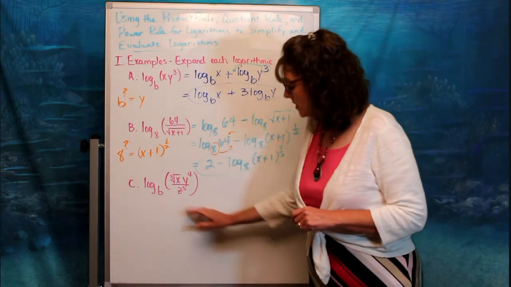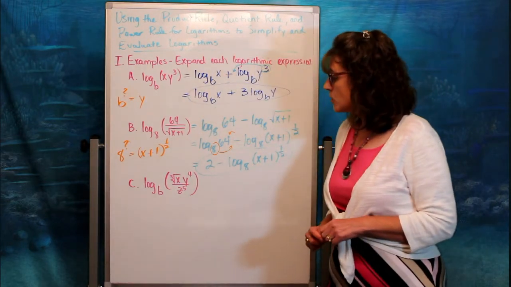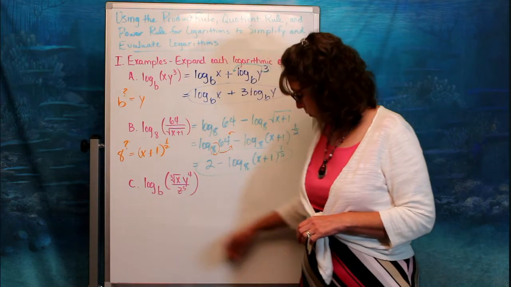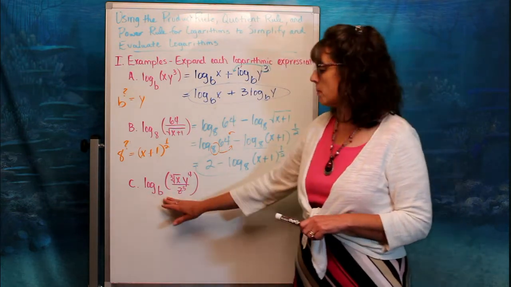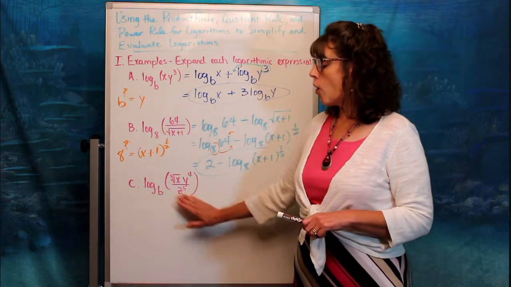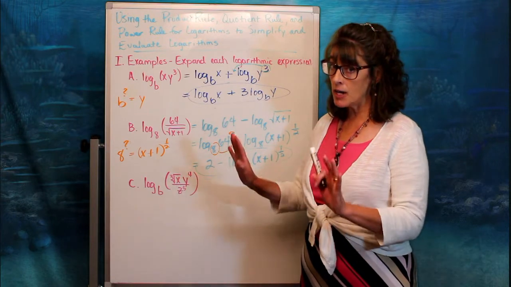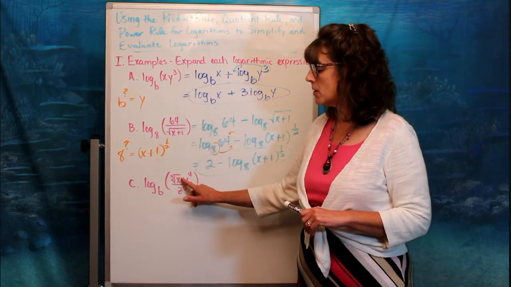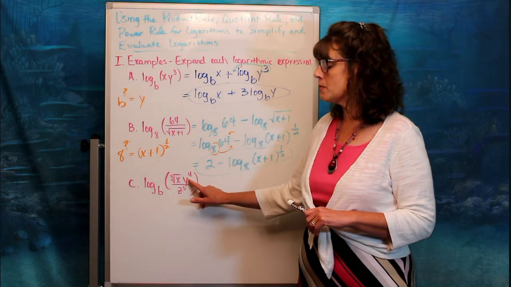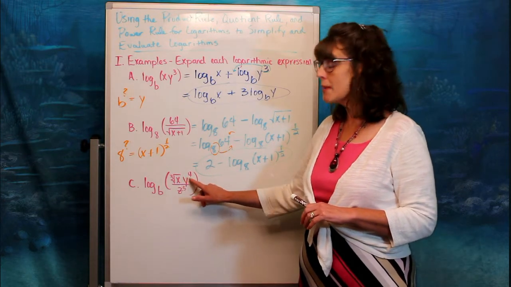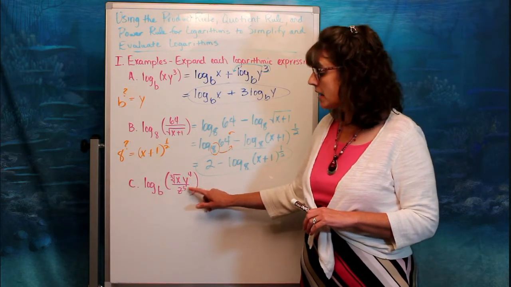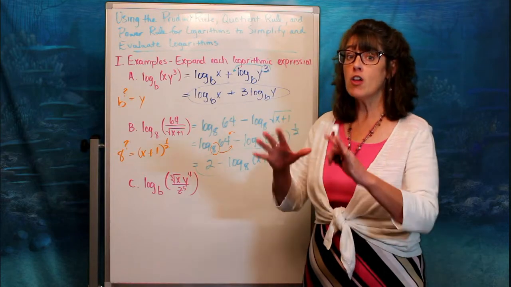Now, take a look at this last one. In this one, I have one single logarithmic base, log base b, and notice I have a lot going on in here. I have multiplication up here because it's the cube root of x times y to the fourth, divided by z to the fifth. A lot happening.